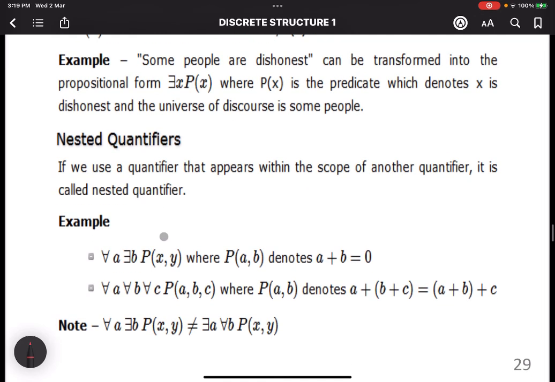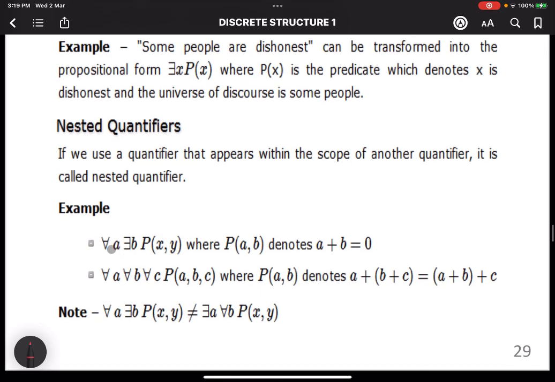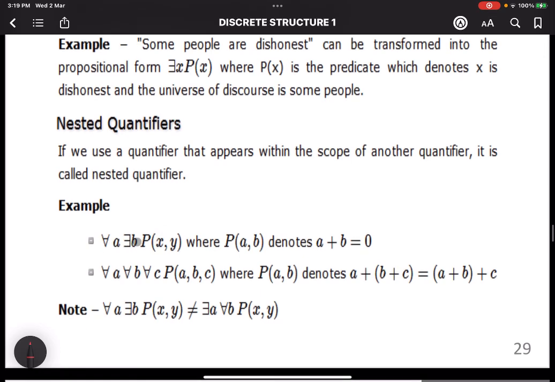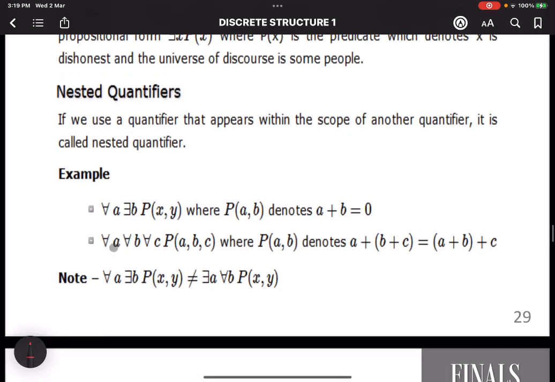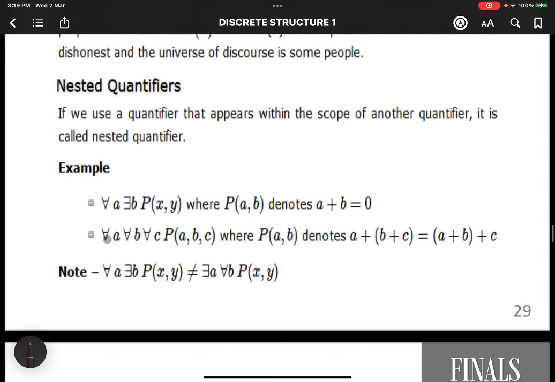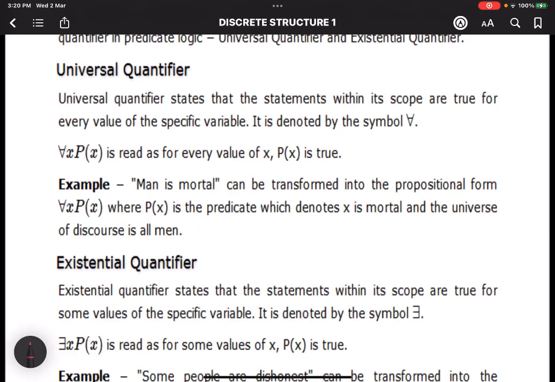For example, for all values of A, and for some values of B, P(A, B) is equal to 0. Okay? Second example: for every value of A, B, C, P(A, B, C) is equal to A plus B plus C. So that's it for our midterm part 2 in Discrete 1.